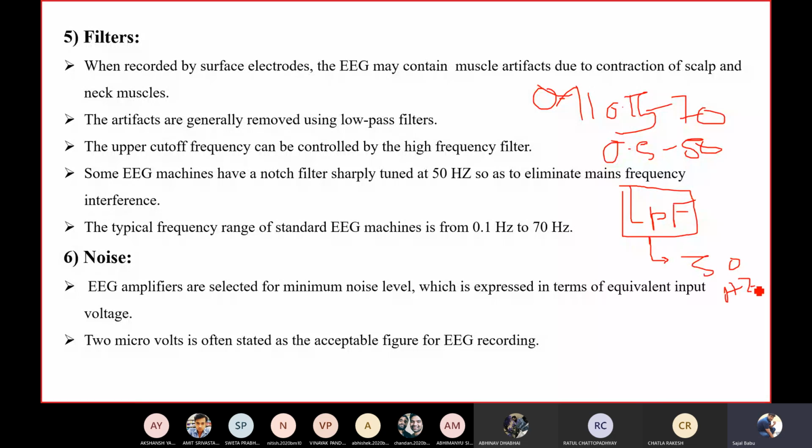But I am using 50 Hz. Then what it is going to do is just allow 0.5 to 50 Hz only. It is not going to allow signal above 50 Hz. Here the low pass filter is going to play an important role.